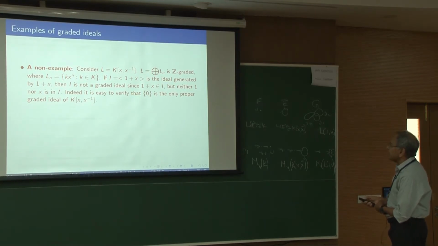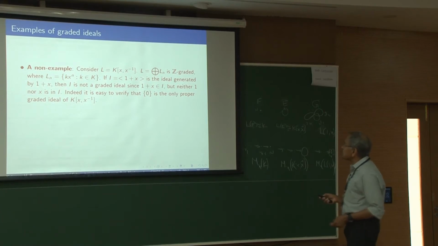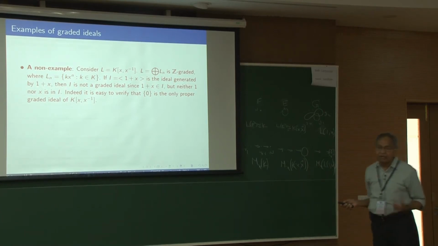But if you take any ideal, I just took one, but you can choose any proper ideal. This is easy to visualize. Say generated by 1 plus x. 1 plus x is in I, but in the homogeneous decomposition, the corresponding 1 is not in I, that is for a proper ideal, and the x is not in I, because x is again a unit here. Indeed, you see that 0 is the only proper graded ideal.